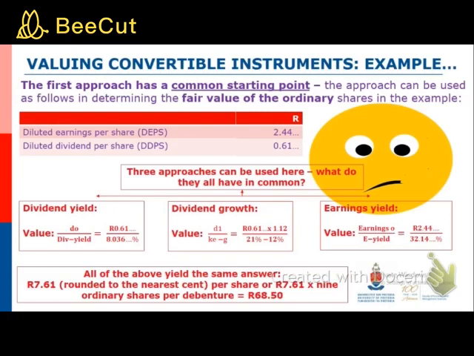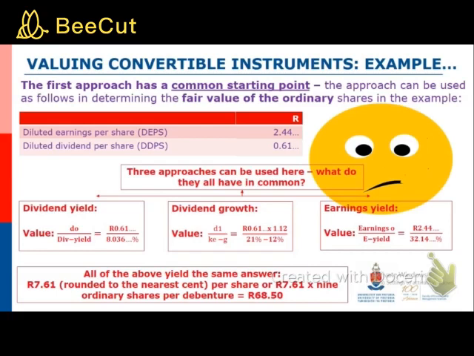And then we said, but wait a minute, we can also use the dividend growth model. So there I take the 61 cents, which is the most recent diluted dividend, plus 12% growth, which gives me D1. But now I must use KE minus G, which is the 21% minus the 12%. What does that give me? That also gives me R7.61. That is on a per share basis.